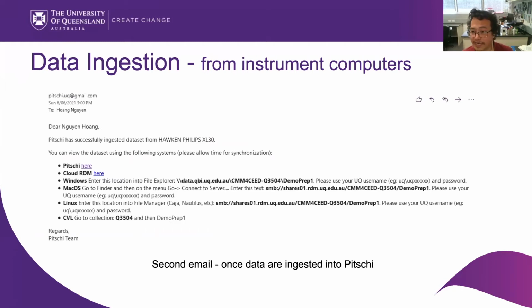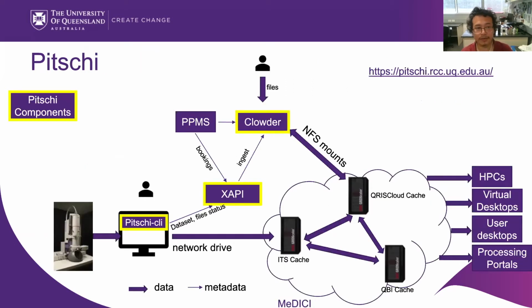And then this is the second email, which is very similar to the first one, apart from the first link here, where we say Pitschi. If you click on this one, it will take you to the Pitschi web interface. And when you sign in, you will be presented with the data that you just ingested. Okay, so this is how we implement Pitschi. Obviously, if your data is ingested on the web, then it will eventually move to the Qcollection, mounted as an NFS mount.